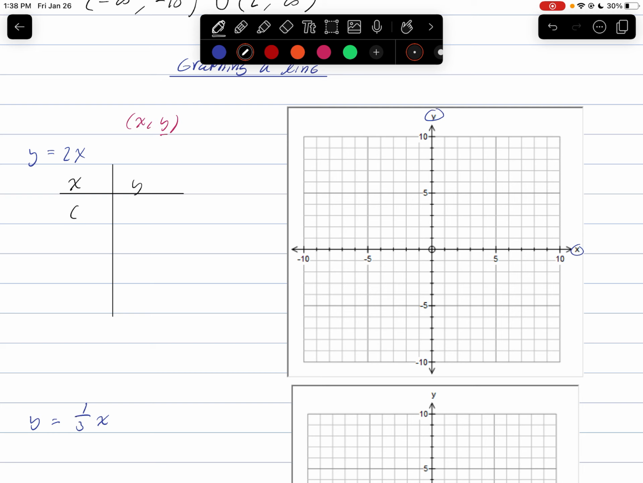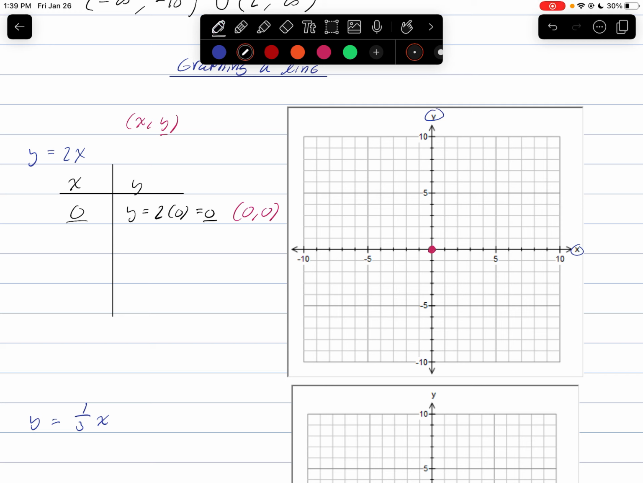So let's start with x equals 0. If we start with x equals 0, we'll get y equals 2 times 0, which is just 0. So our x value is 0, and our y value is 0. So we're going to have the point (0, 0), which is right here at the center. So let's go ahead and graph that point. And we get that because we go 0 to the right or left and 0 up or down, right? So we're just going to keep that right there in the middle.